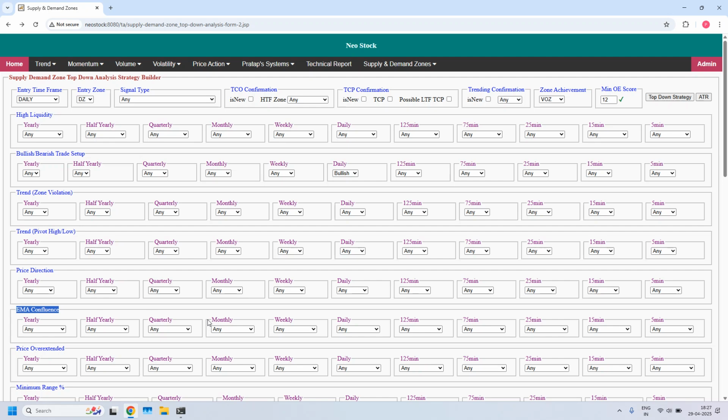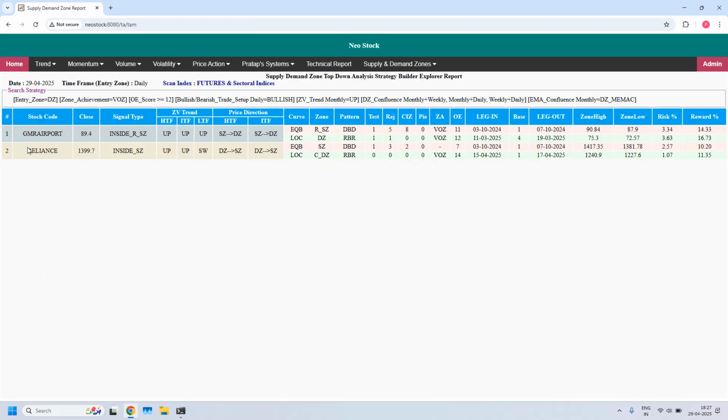So in the EMA at monthly, I am giving monthly demand zone with monthly EMA confluence. At the same time, trend on the monthly should not be sideways. It should be uptrend because it is bullish trade setup. Let's filter. So both these stocks are filtered. So both these stocks are having even more high probability to get success if prices entered into these demand zones.